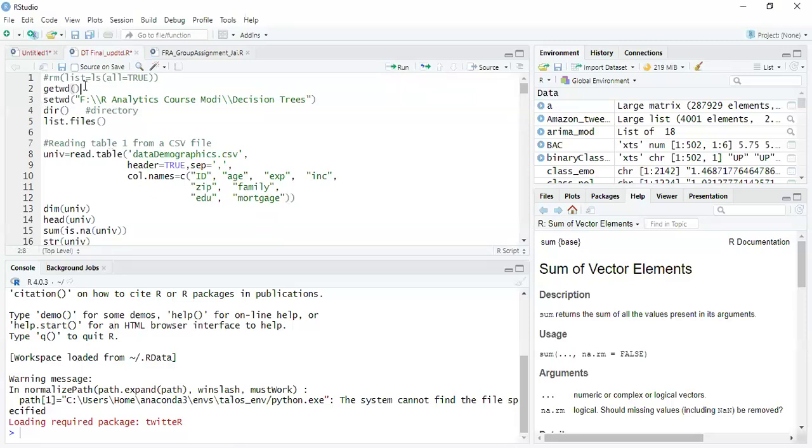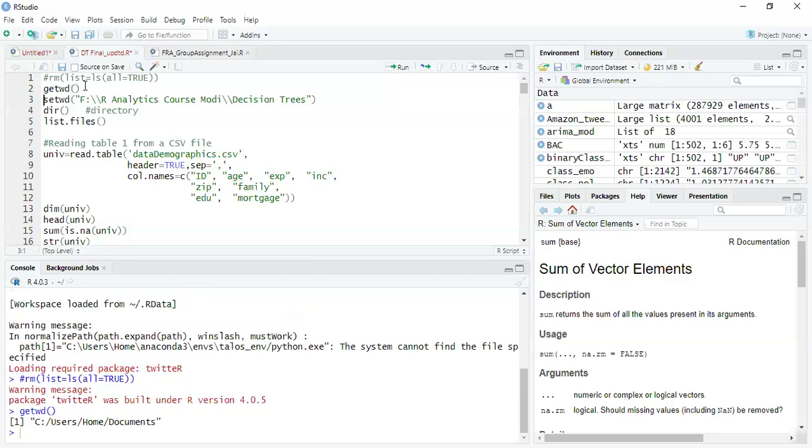So first, I will read each one of the files and I will show you how the data looks. There are 4 files. Let us start with the first file. Let me check where my current working directory is. I am in C drive users home documents. So my current working directory is this.